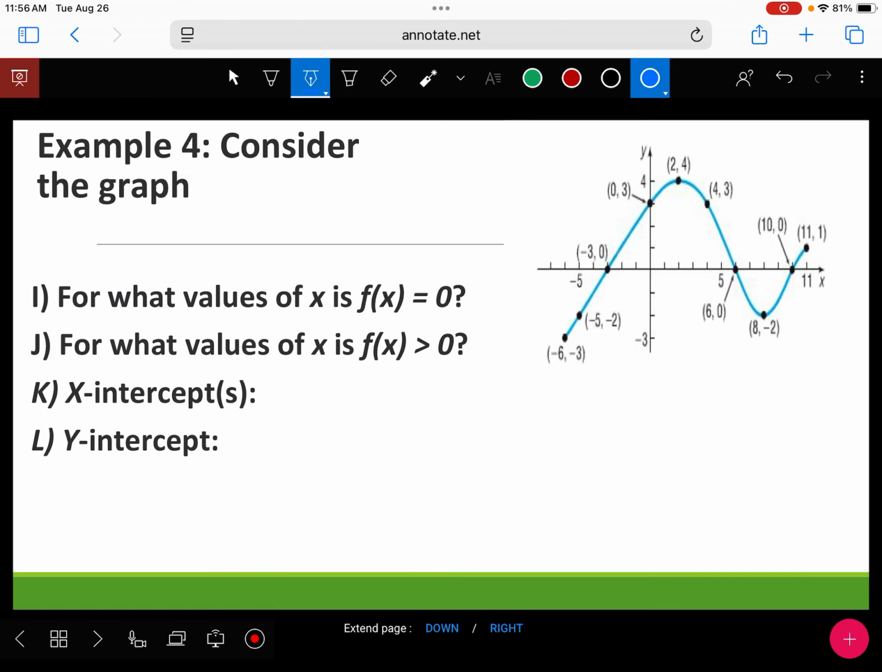Go ahead and copy down I, J, K, and L. Now, 2 of these are asking the same question in a different way. I'm not going to ask you which 2 they are, but 2 of these are asking you the exact same thing in a different way. So I says, for what values of x is y equal to 0? For J, for what values of x is y greater than 0? K, what are your x-intercepts? L, what are your y-intercepts?